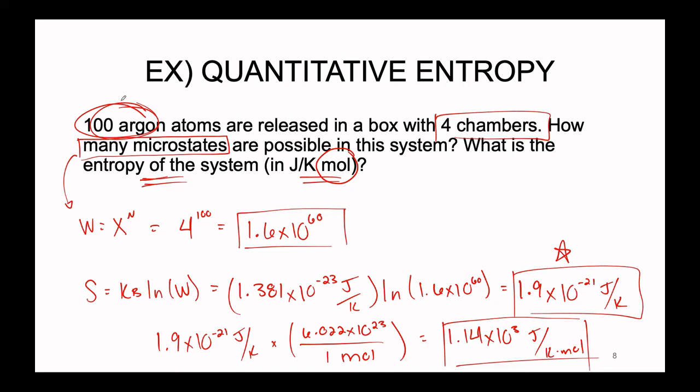Now, they could appear to be randomly distributed, they could all appear to be in our first box chamber, but the total number of microstates is an astronomically large number. So being able to predict where all of these argon atoms would be at any one instant in time is going to be literally impossible for an individual human to do. So instead, we wrap all of the chance, all of the statistics up into one calculation and say, well, our system is going to have 1.14 times 10 to the 3 joules per Kelvin mole of entropy.